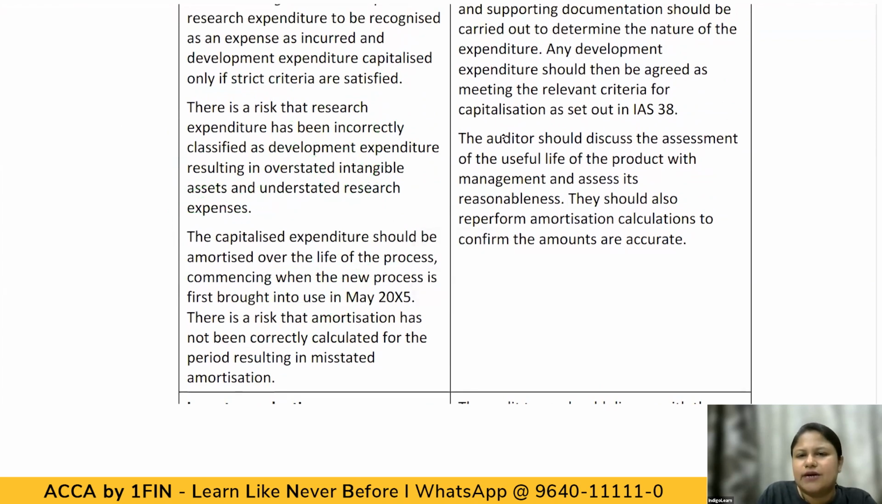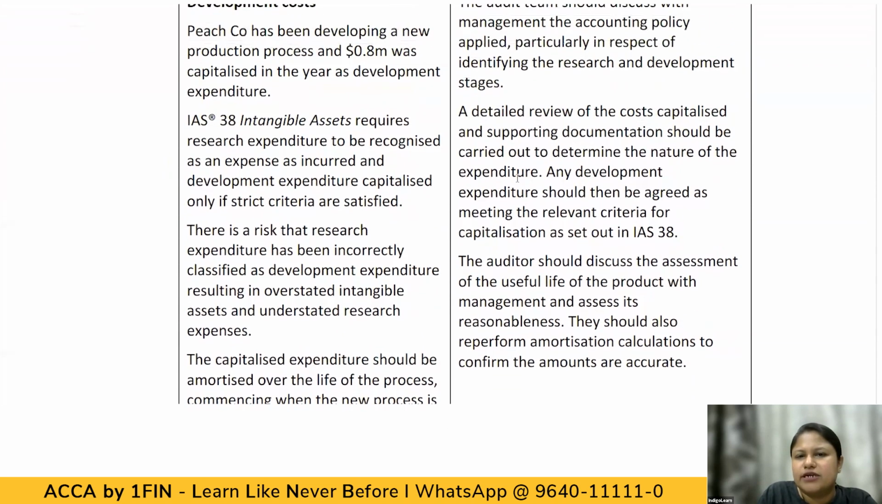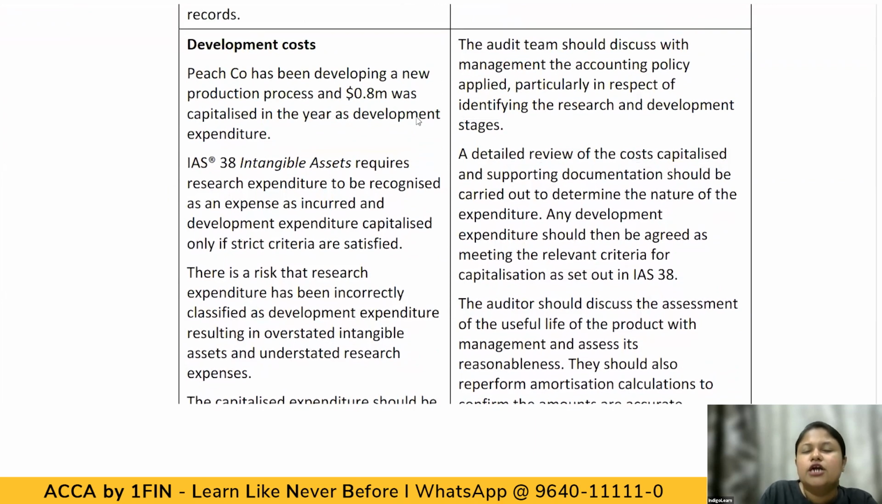So here, as I picked up correctly, I told you have to look into all the detailed documentation and get the breakup values of everything to classify correctly what will come into research and what will come into development. The auditor has to ensure all the research cost goes to the P&L account and only the development goes for capitalization. Based on that, you have to check whether amortization is reasonable, taking into account only what has to be capitalized. So it has to be a reasonable estimate. You have to discuss with the management. The audit team should discuss with the management the policy applied, particularly in respect of identifying research and development.